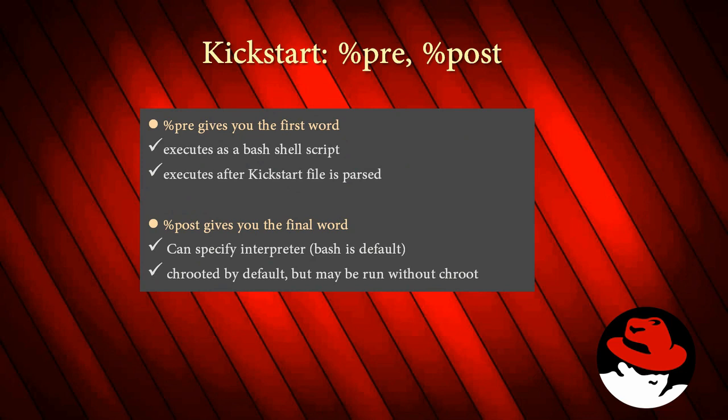It can specify the interpreter. Actually, the bash shell, or Linux terminal, is an interpreter where you execute one line at a time. It is chrooted by default, but may be run without chroot.